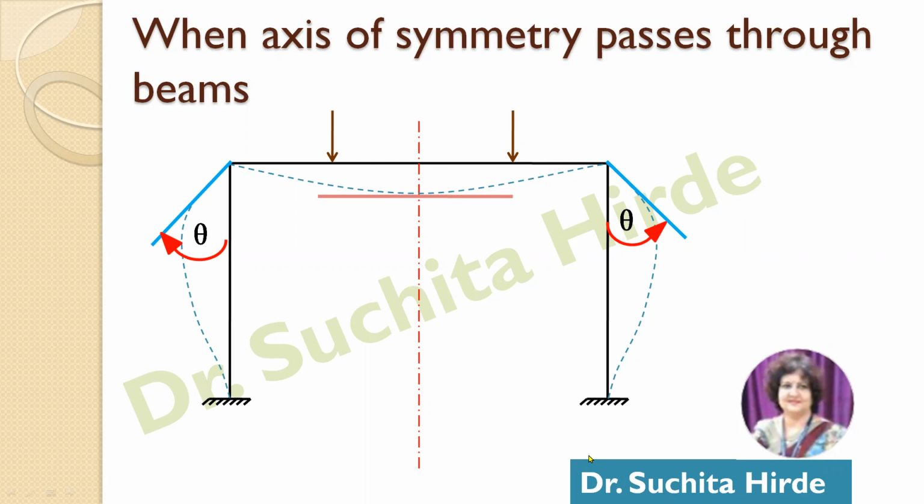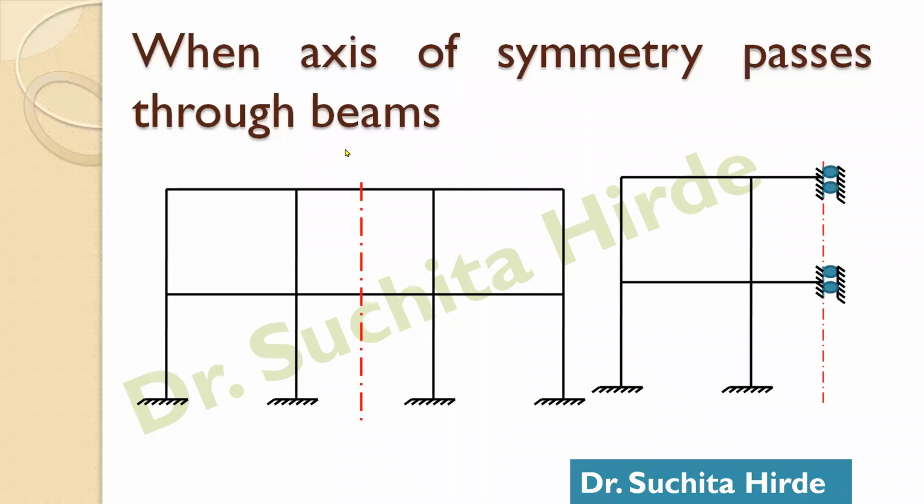So let us see how we can modify this frame when axis of symmetry passes through beams. So when axis of symmetry passes through beams, we can assume the guided roller like this. At guided roller, the slope is 0. There will not be any horizontal displacement, but vertical displacement is possible. So at guided roller, horizontal displacement is 0, vertical displacement is possible, and there will not be any slope. So we can modify this frame like this.